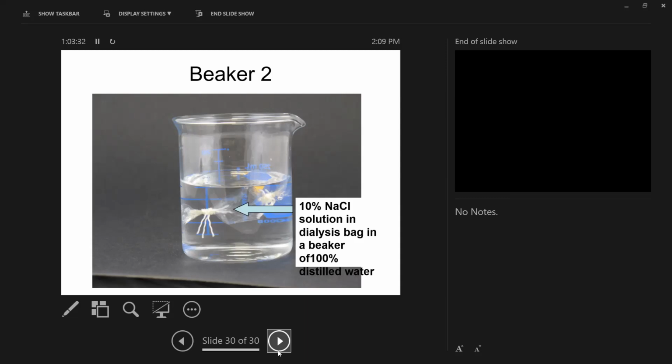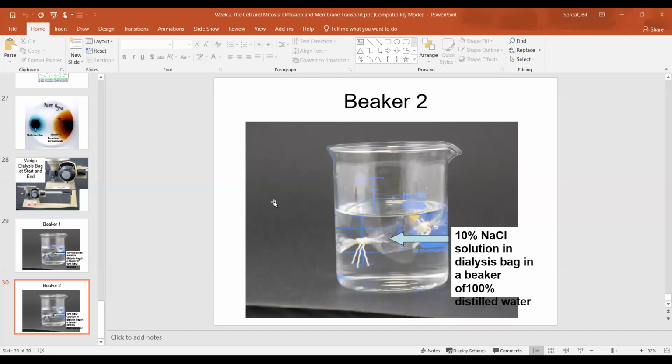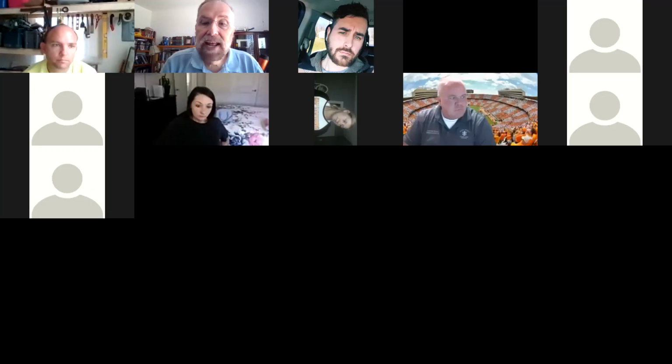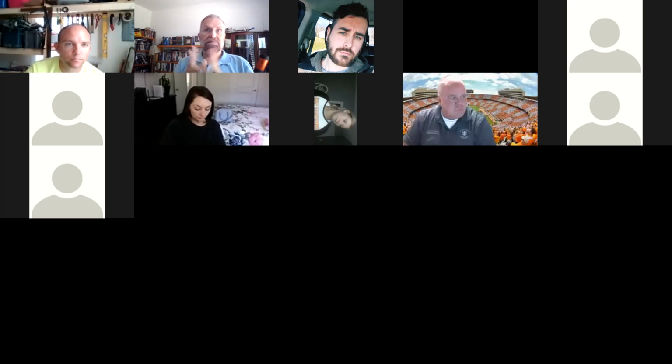We create an osmosis experiment using this artificial cell. The solute particles are going to drive the movement of the water. And that is membrane transport. And that's the cell cycle and mitosis and membrane transport.